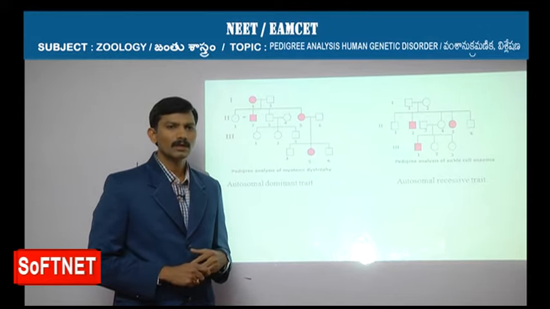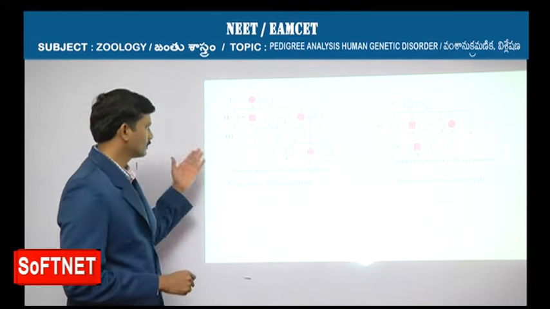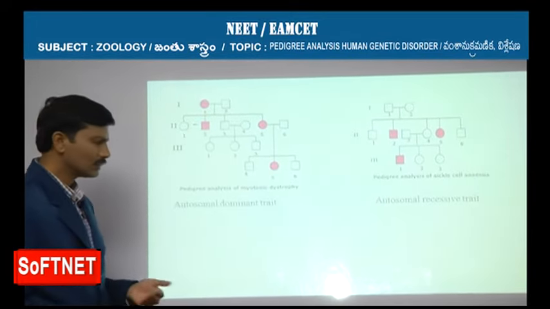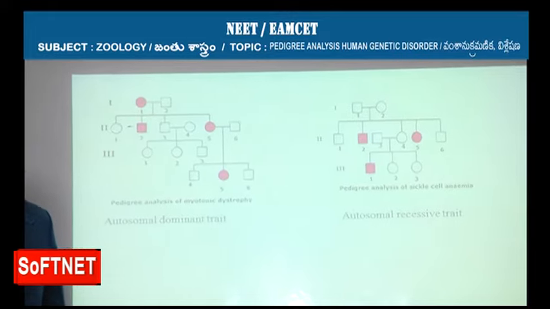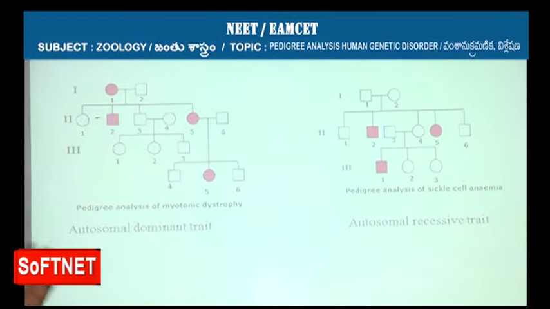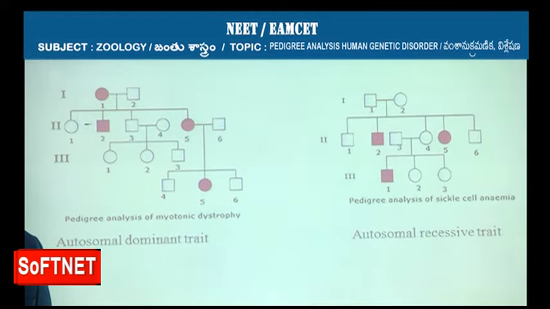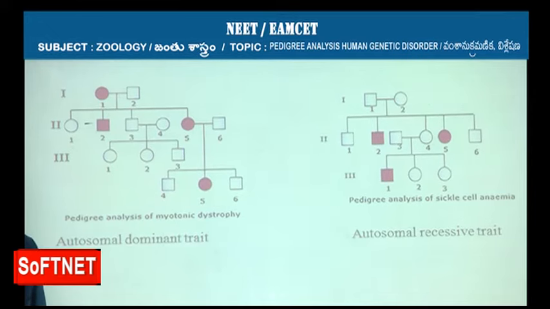And you need to write about the genotypes in the first, second or third generation, and what kind of disorder is being inherited from one generation to another. So these kinds of questions may be asked in the examination, and for that you need to know these statements.